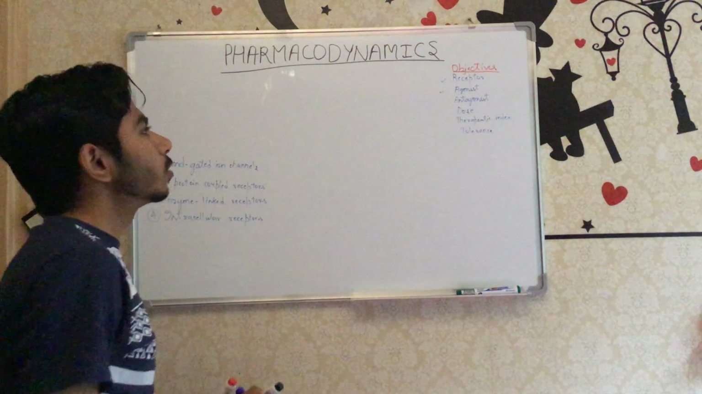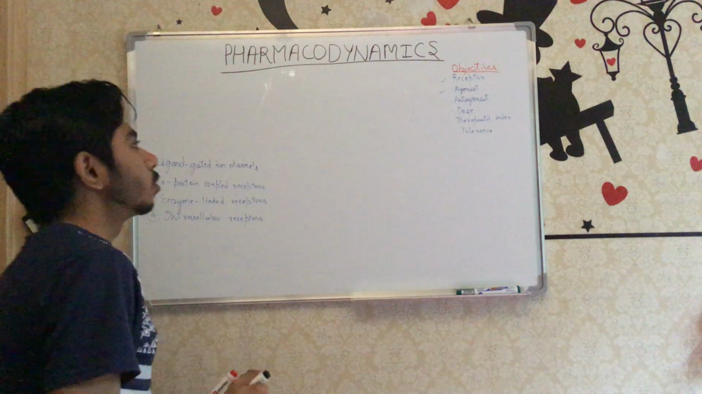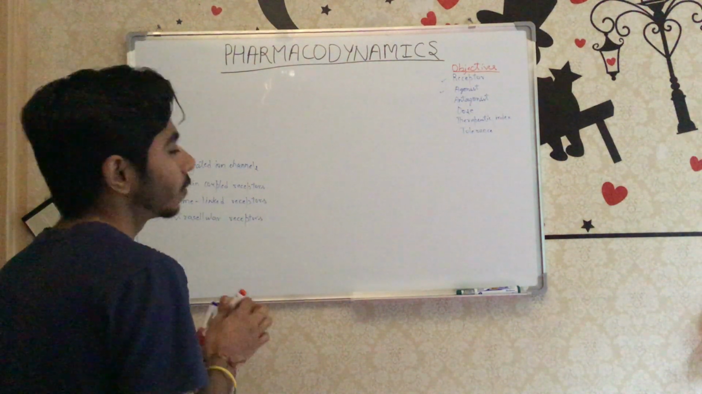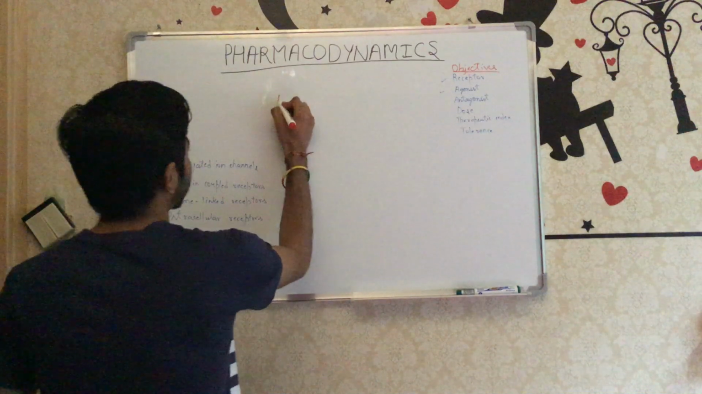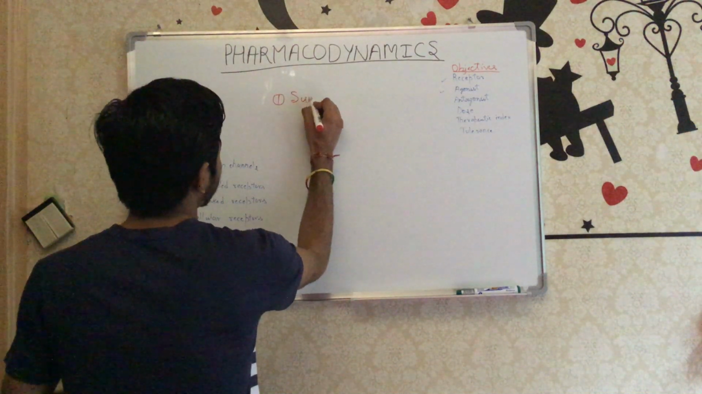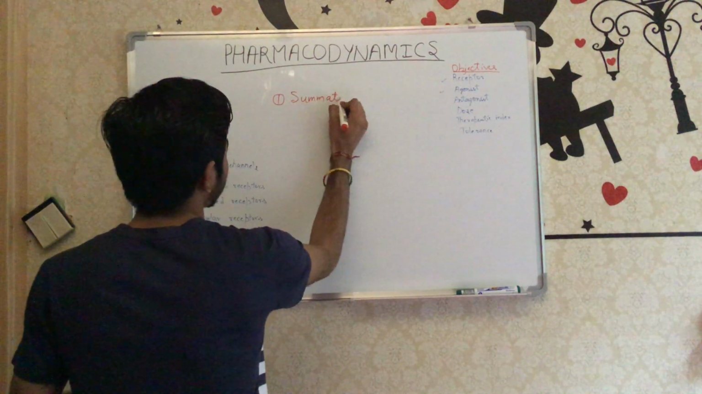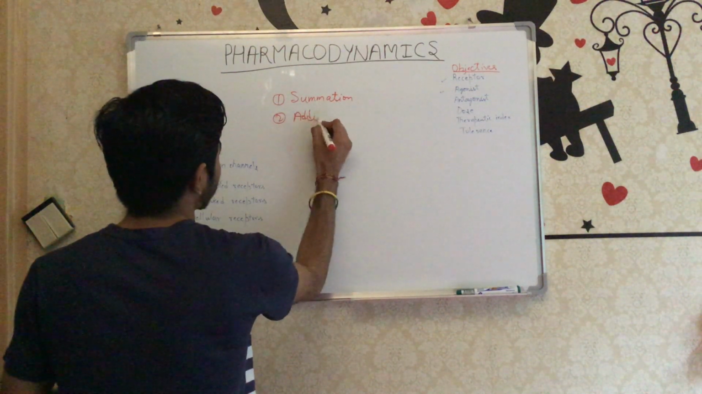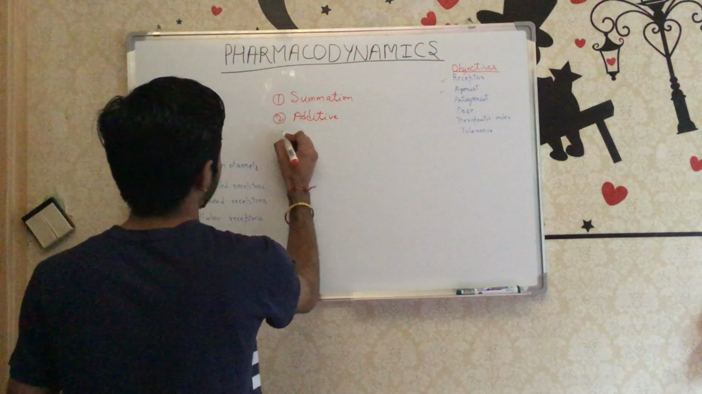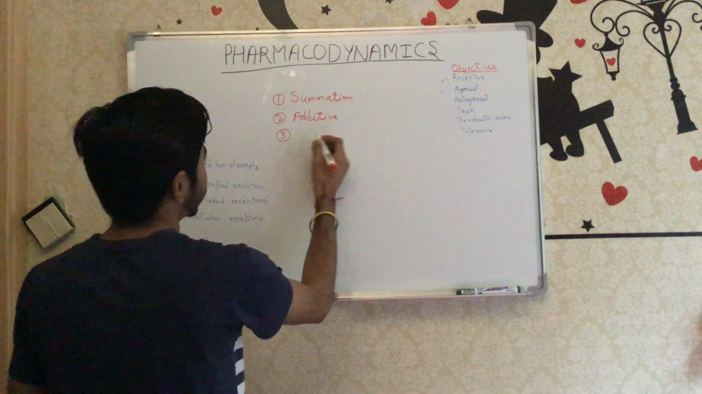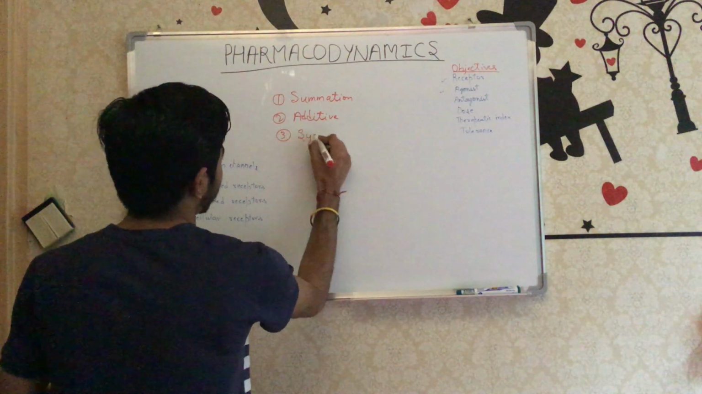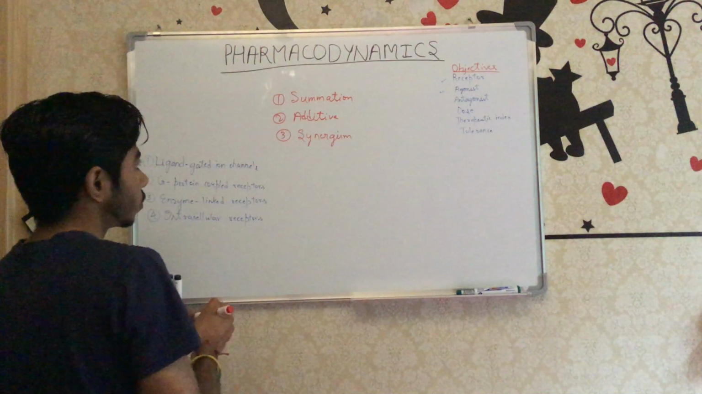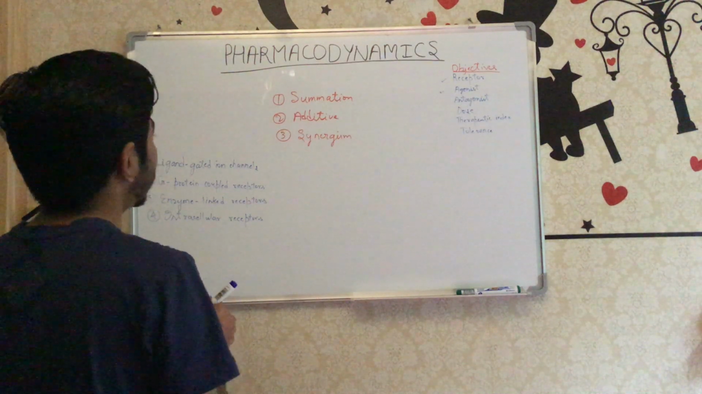Before really discussing antagonists, I would like to tell you about some kinds of drug interactions. There are actually three kinds: first one is summation, second one is additive, and third one is synergism.